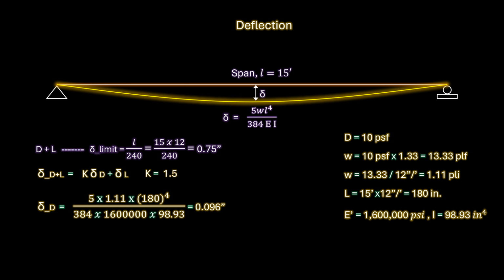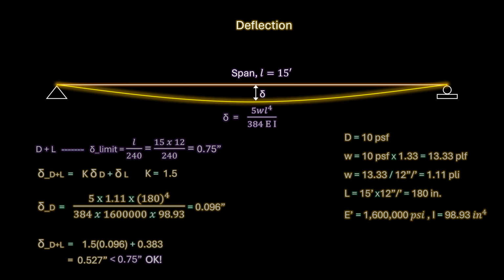The total long-term deflection is the sum of the product of 1.5, which is the creep factor, and the 0.096 dead load deflection plus the live load deflection of 0.383. The total long-term deflection is 0.527 inches. This is less than the maximum 0.75 inches limit for dead plus live load deflection, and therefore the joist is adequate. We have completed the design of the floor joists and have determined that it is adequate.